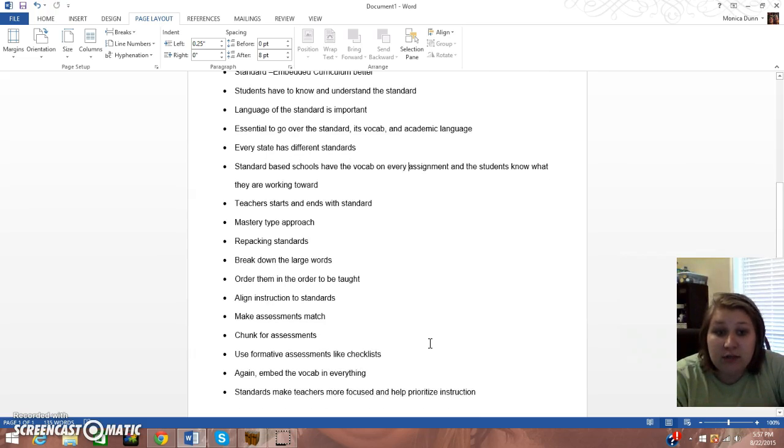A good way to do this is to chunk the information together. After the first chunk, have an assessment before you proceed, that way if they're not getting it, maybe you can back up and kind of go over it again.